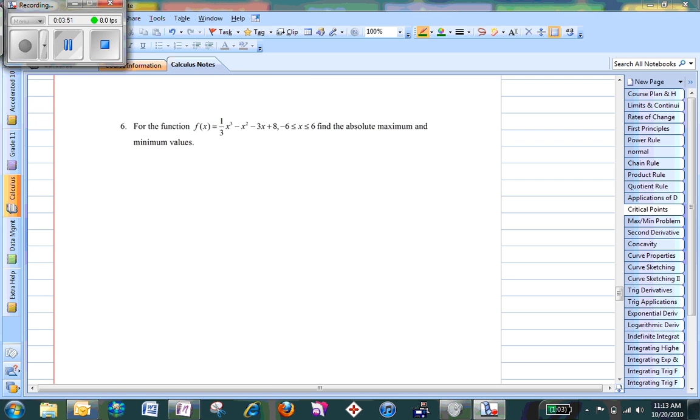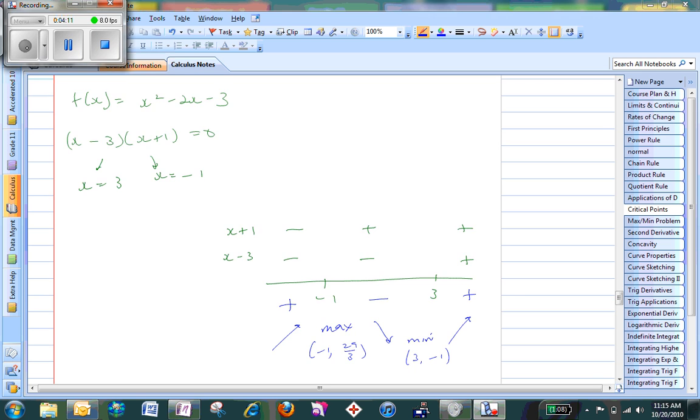The next question here, very similar. The only thing that's different, notice, is right here in the domain. The domain is restricted from -6 to 6, which means that when I pick values in my table, I can't pick numbers less than -6 or higher than 6. Try this question and see how you do.